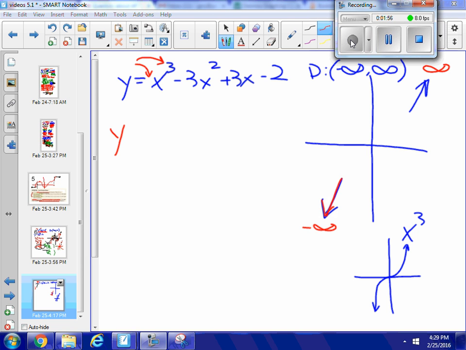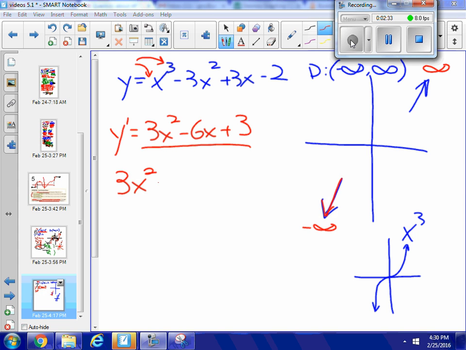So y prime would be equal to 3x squared minus 6x plus 3. And in order to find out whether there are any critical points, I need to set this equal to 0. Those will then be stationary points, because there are no points where this derivative does not exist. This itself is a polynomial with a domain of negative infinity to positive infinity. So the derivative is going to exist throughout the entire domain of this equation.